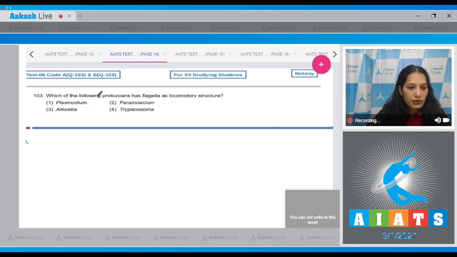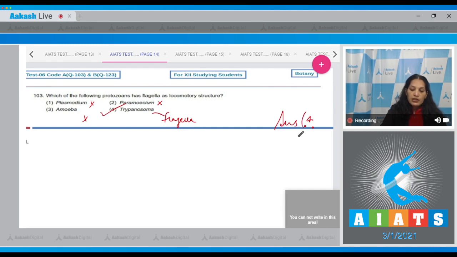Question number 103. Which of the following protozoans has flagella as a locomotory structure? Plasmodium? No. Amoeba? No. Paramecium? No. It has cilia. Trypanosoma? It has flagella as the locomotory structure. So the correct option for the given question is option number 4. Let's move to the next question.